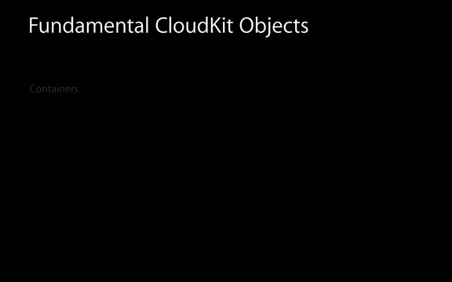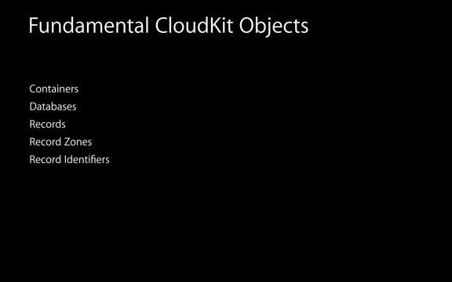We're going to start off talking about the fundamental CloudKit objects. These are going to be the set of objects that you're initially exposed to when you open up and start playing with the CloudKit framework. Just running through a quick list of them, we're going to talk about containers, databases, records, record zones and record identifiers, references, and assets. It's quite a list. This is going to be a really fun and really jam-packed session.